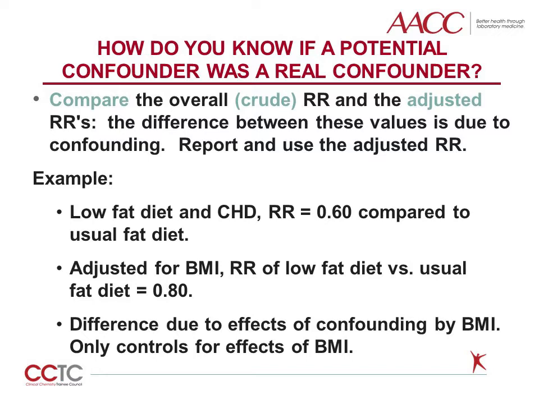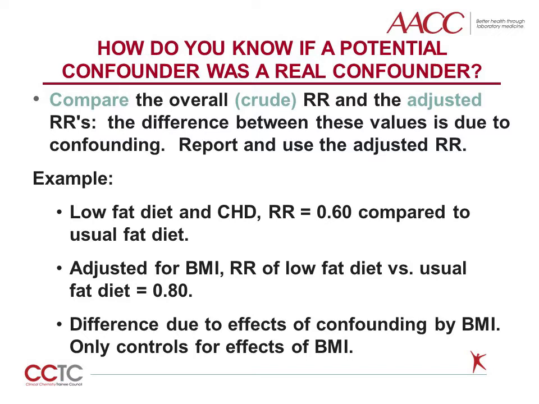related to a low-fat diet and independently a risk factor for coronary heart disease. So you adjust for it, let's say by a multivariate technique or a stratification, and you find that the adjusted relative risk is now 0.80, that those who have a low-fat diet have 0.8 of the risk, or only 20% less risk. The difference between the 0.6, which is your crude estimate, and the 0.8, which is adjusted for body mass index, that difference is due to the effects of confounding by body mass index.